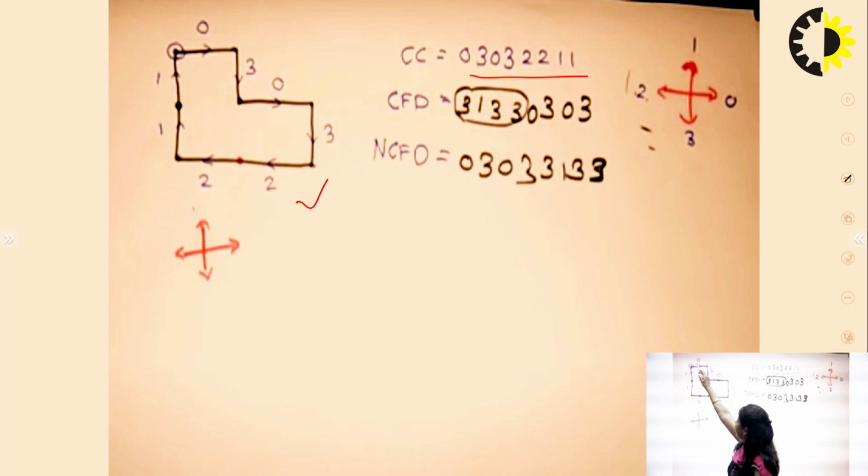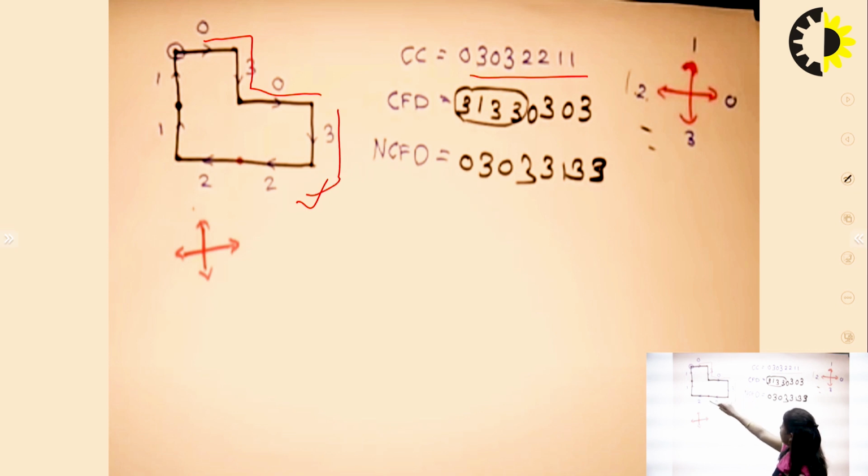From this we track this number 0, 3, 0 and 0, 3, 0, 3, 2, 2 and 1, 1. So this is the first step. Firstly we have to calculate the normal chain code. After that we have to calculate the first difference.